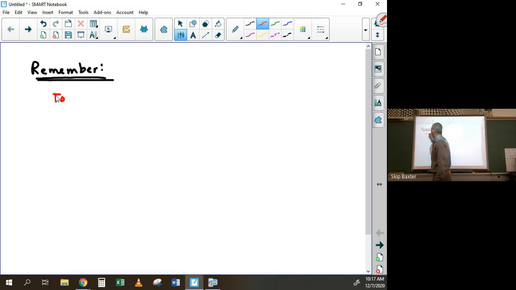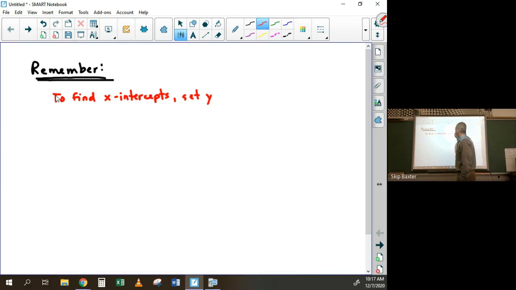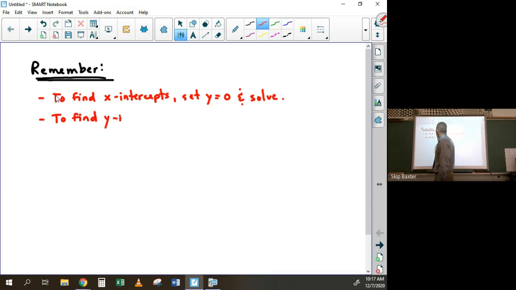To find x-intercepts, you set y equal to 0 and solve. To find y-intercepts, you set x equal to 0 and solve.